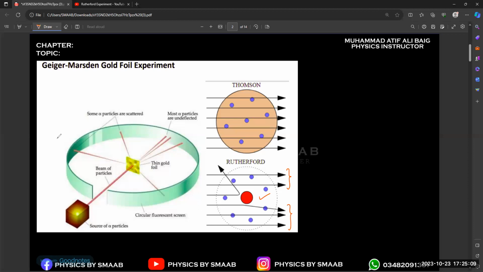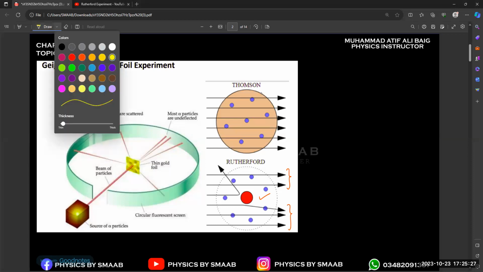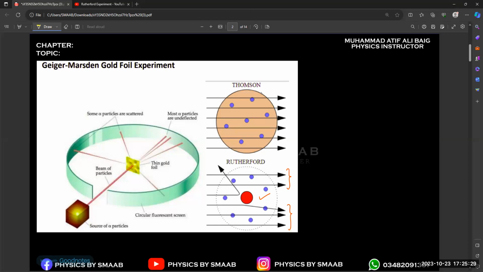No, sir. And initially, why Rutherford got the Nobel Prize for this whole experiment? Because the initial idea about the structure of the atom was different, right?